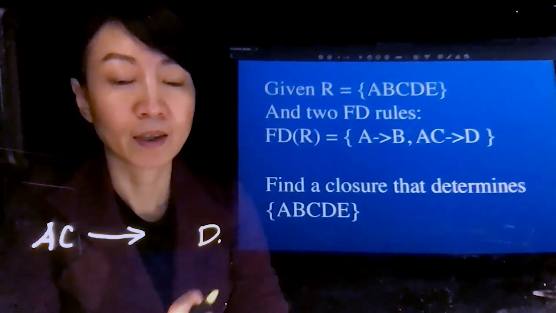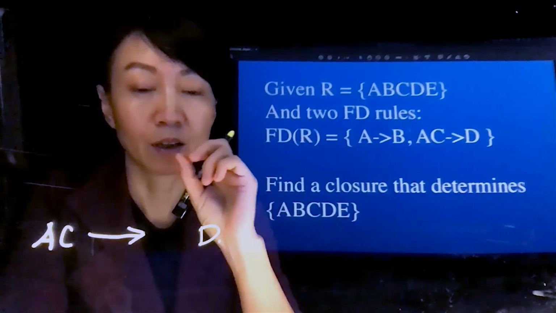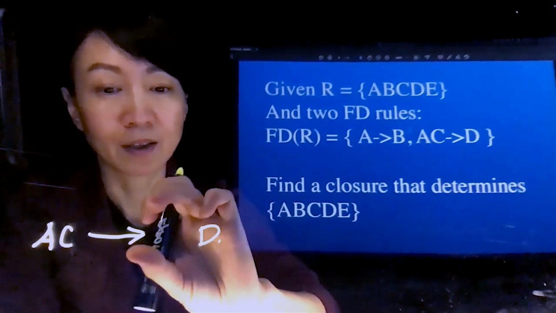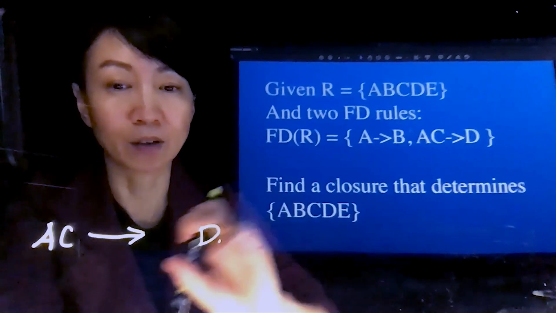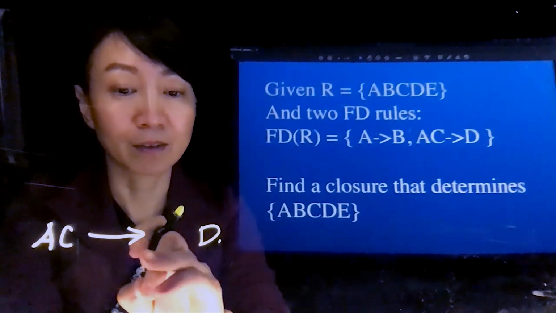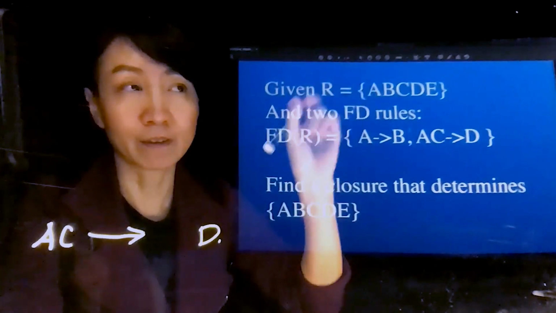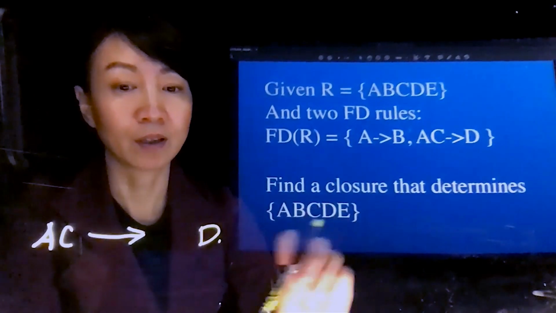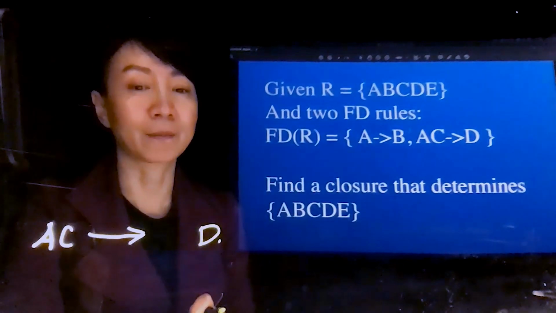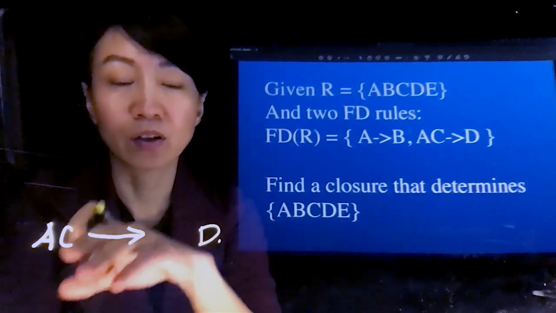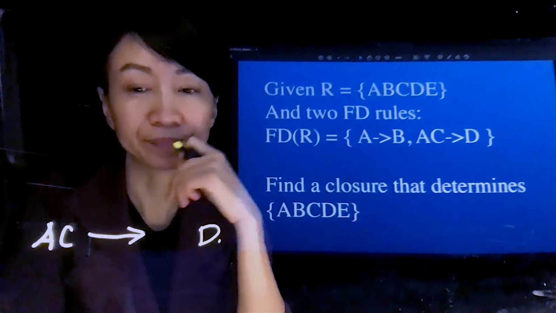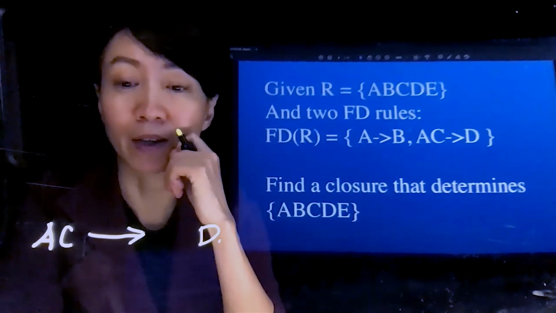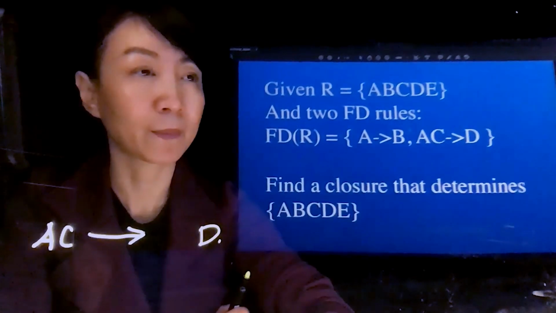Now, the target here is that we want to add more, new attributes into the right-hand side, until it becomes the entire set of attributes, until we see A, B, C, D, E, all the attributes appearing on the right-hand side. Okay, so now we will start to use augmentation. What's augmentation? Let's try.